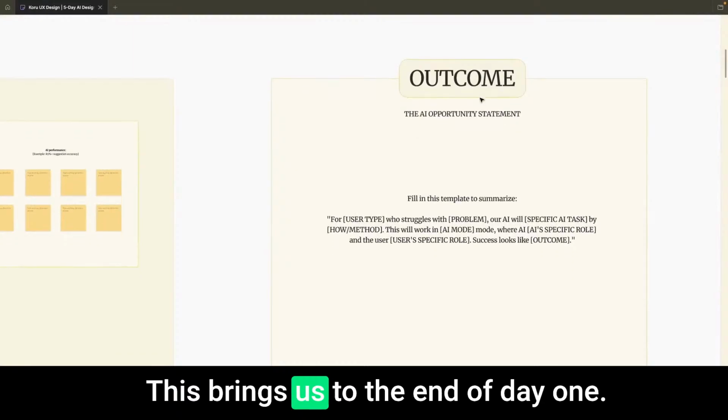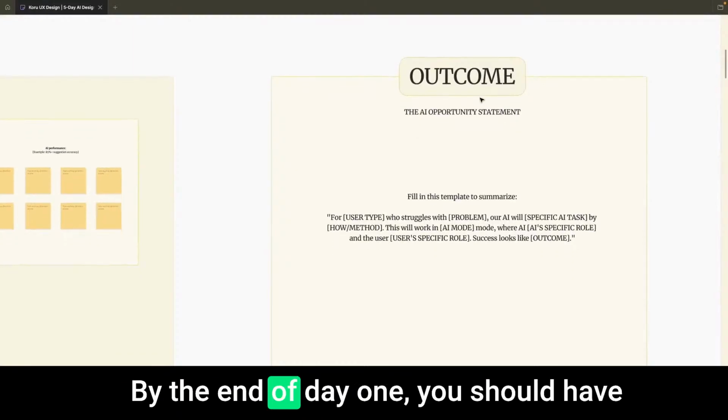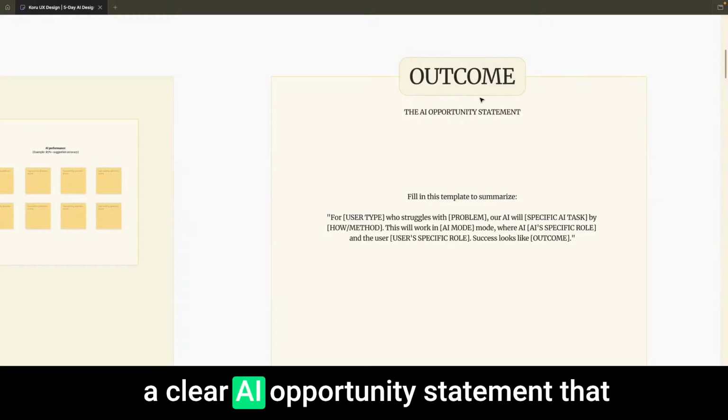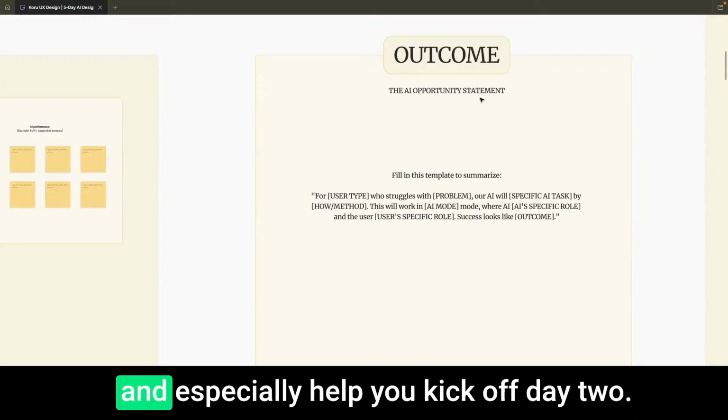This brings us to the end of day 1. Congratulations! By the end of day 1, you should have a clear AI opportunity statement that will serve you for the rest of the sprint and especially help you kick off day 2.